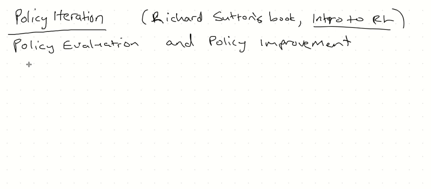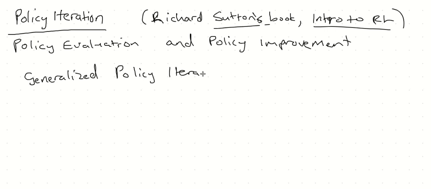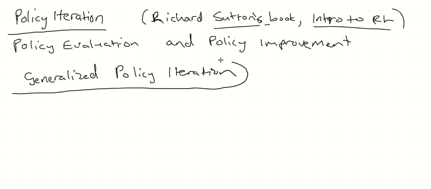I want to talk about the concept of generalized policy iteration that's covered in this book that I just mentioned. The idea of generalized policy iteration. So most reinforcement learning algorithms that we'll go through fall under this branch of generalized policy iteration, because what we have is two interacting processes, right?